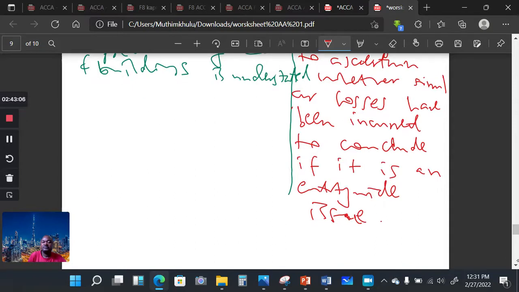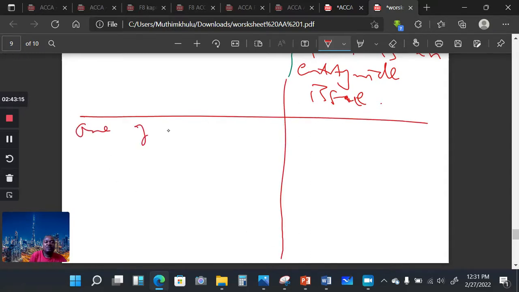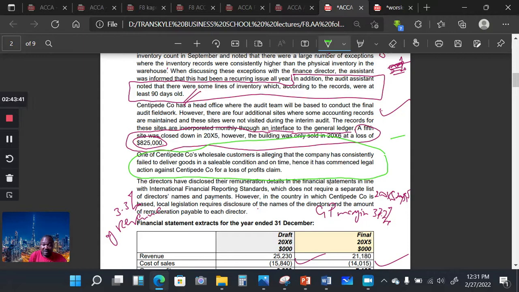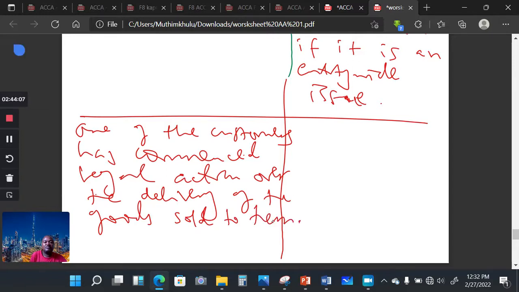Let me just write what I'm saying here. One of the customers has commenced legal action over the delivery, in sellable condition, of the goods sold to them.